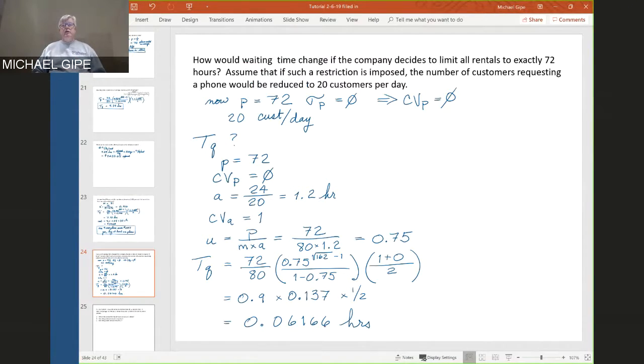And this is mainly due to reducing the variability in the processing time. So you can see how huge an impact variation has. Now, if you could only limit customers to exactly 72-hour rentals, it's kind of like the Blockbuster deal. If you go 1 minute over 72 hours, you have to pay 10 times the amount for the rental. Anyway, any questions on that one?